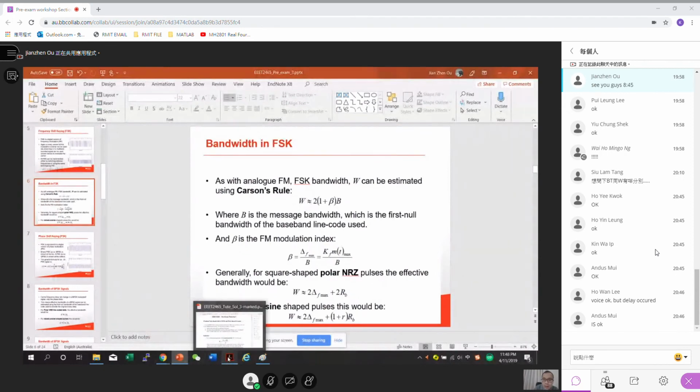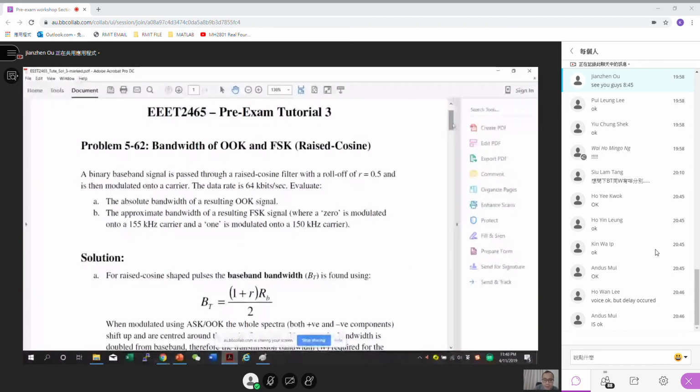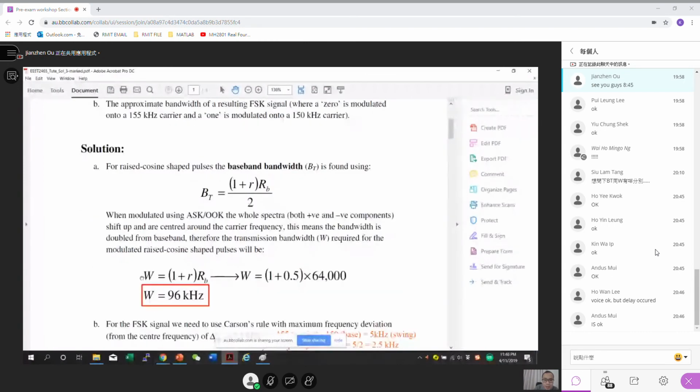So that's why you can see we can just use the formula straight away. W is the effective bandwidth for the OOK, which is equal to 1 plus R. R is 0.5 and RB is 64 kilobits per second. Then you just do the calculations. So 1 plus 0.5 is 1.5 times 64 kilobits per second, which is equal to 96 kilohertz. Yeah, it's simple, isn't it?